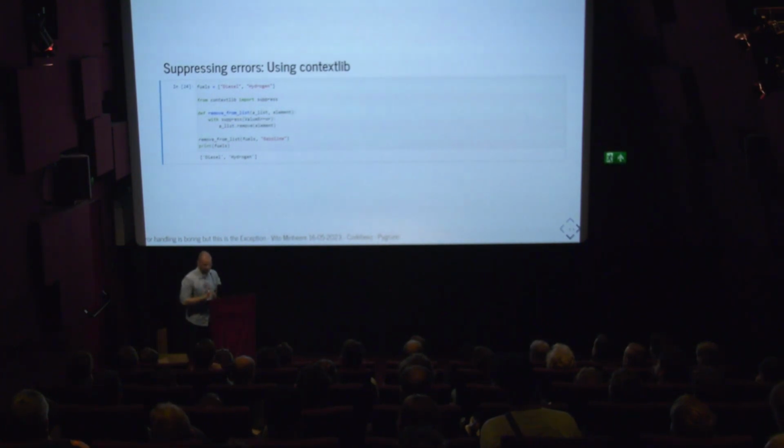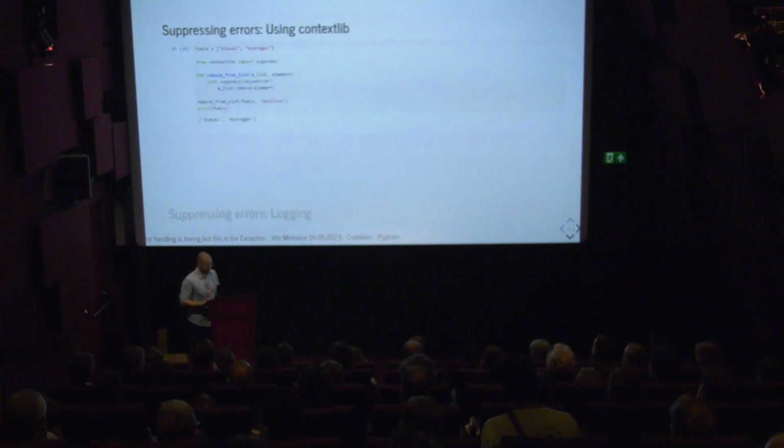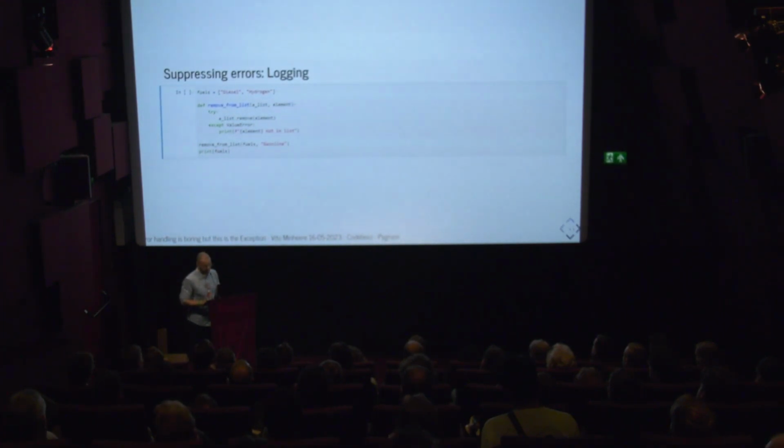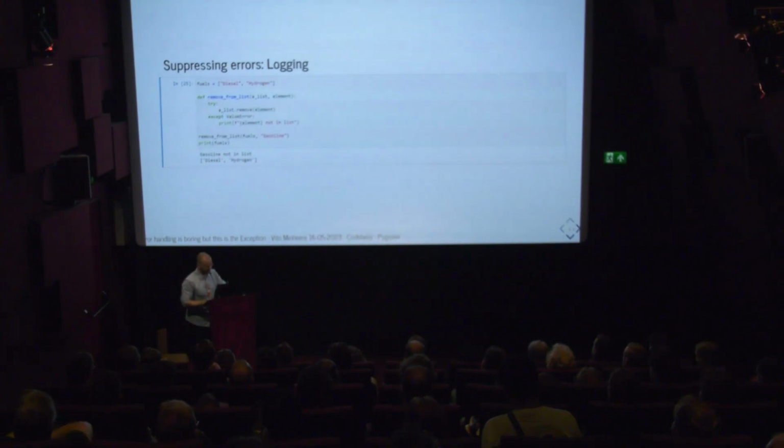A good example is the I/O errors of files that are not found. If you want to remove a file, you can just first check if there's a file. If it is there, then remove it. Or you could say suppress the file errors and then remove it. And if it doesn't exist, nothing happens. The bad part about this, you can't have any logging because the error does not even show up. So if you would want to have logging that, hey, you missed this element, it's not in the list, you do need to do the try and except.